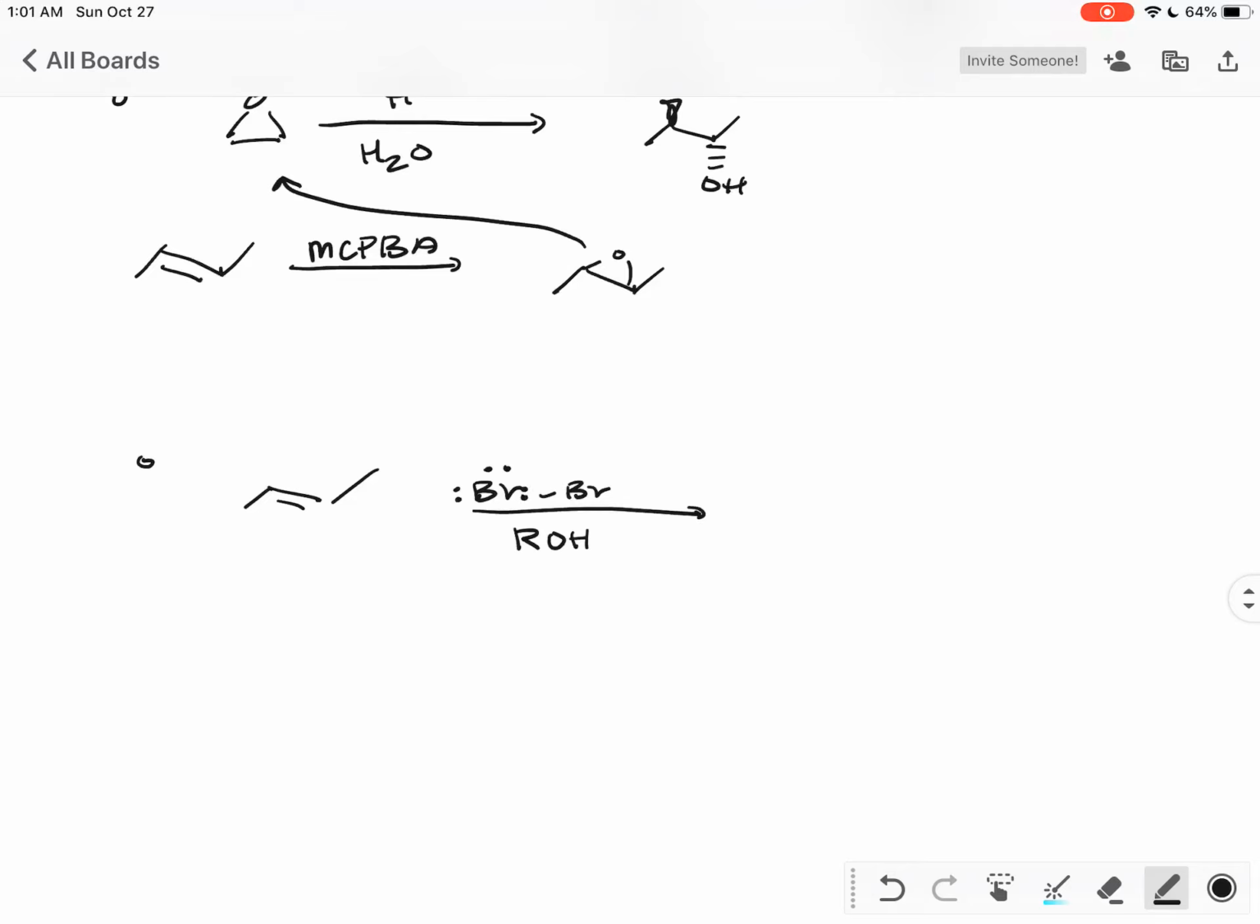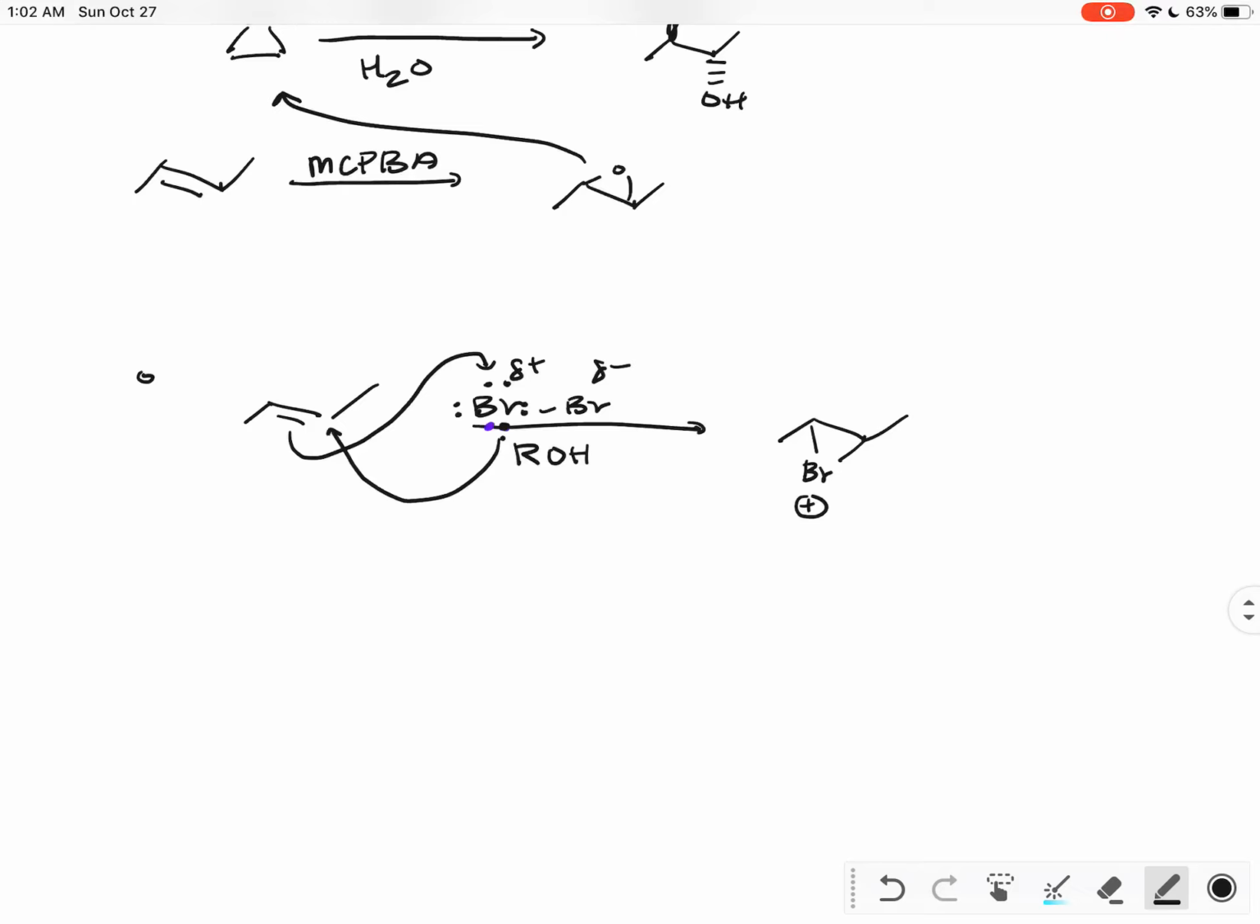So we'll draw out all our electrons here. Perfect. Okay, so our pi bond is going to come and attack this bromine because it's partial positive, although it may not look it. And this set of lone pairs here is going to come attack this carbon. And so we're going to get something that looks a little bit funky. This 3-membered ring intermediate. And if you want to calculate formal charge, you'll figure out that bromine has a positive charge. Always remember to be calculating formal charge throughout.